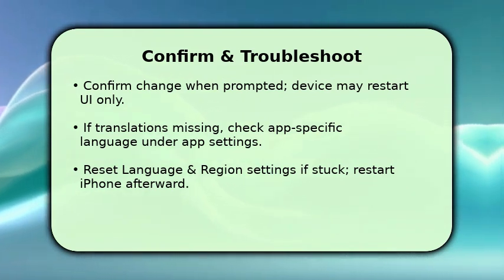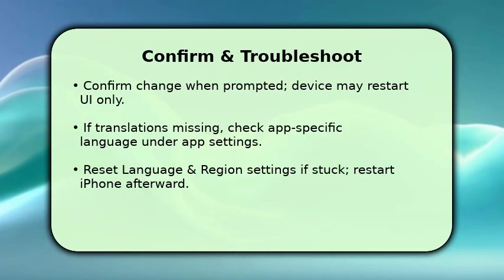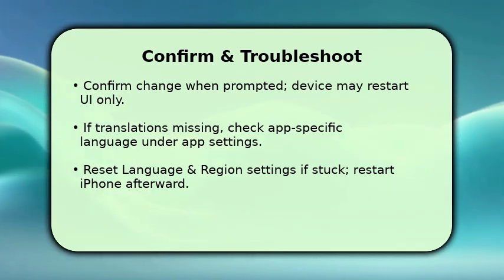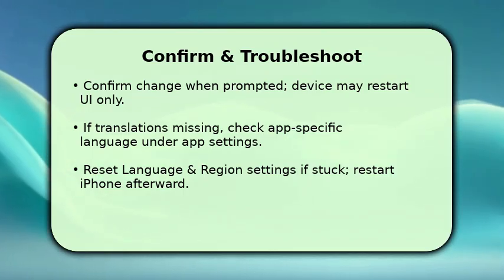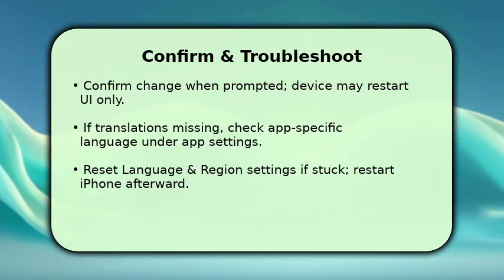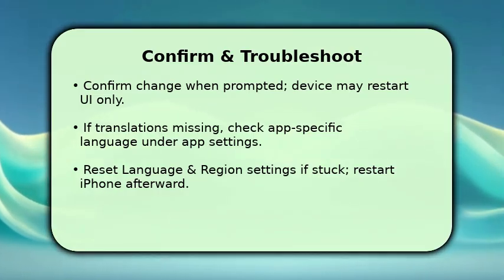Make sure to check keyboards and app-specific language settings in apps that allow their own language override. If some text still appears in the old language, go back to Language and Region and reapply or remove extra languages. If the change fails, reset language and region settings and restart the iPhone. That resolves most stuck or partially applied changes.